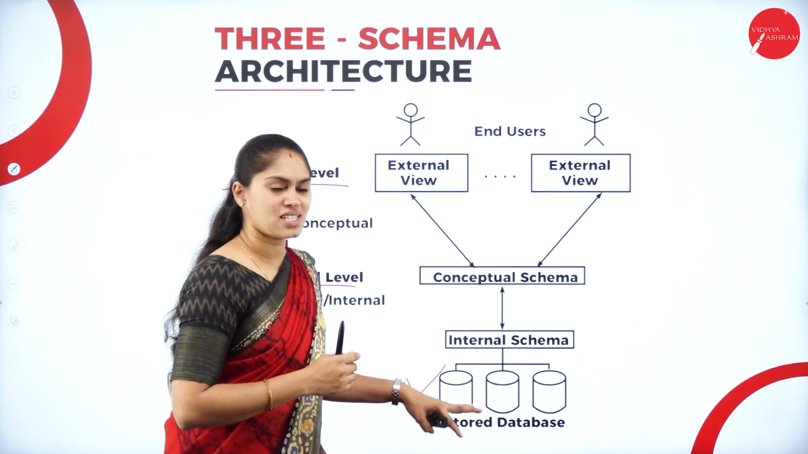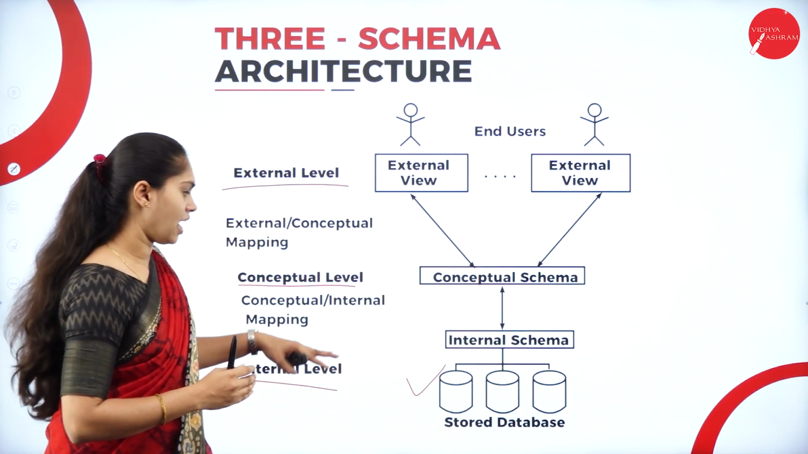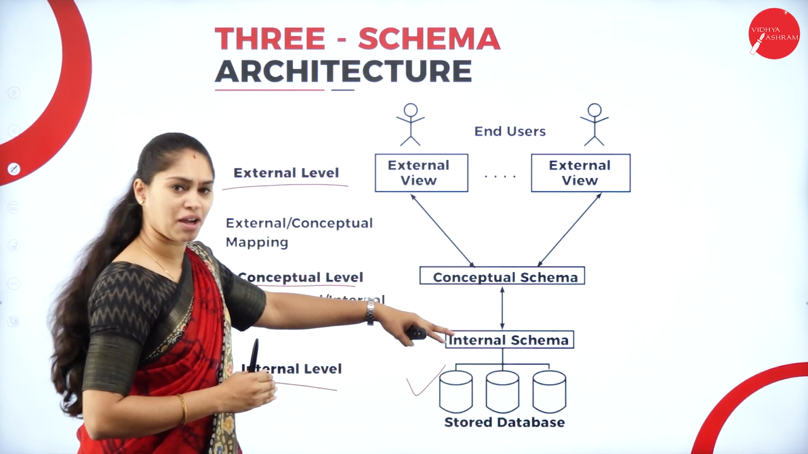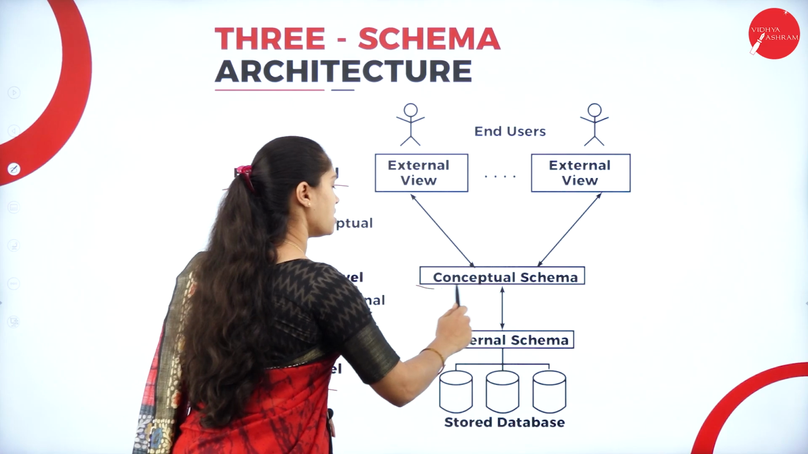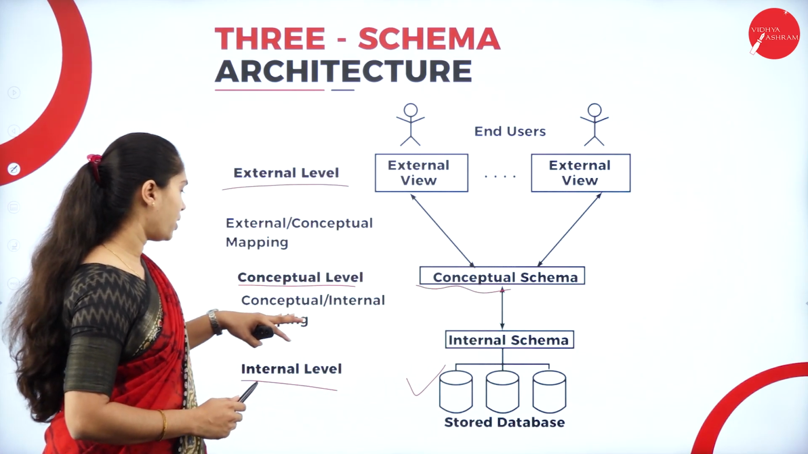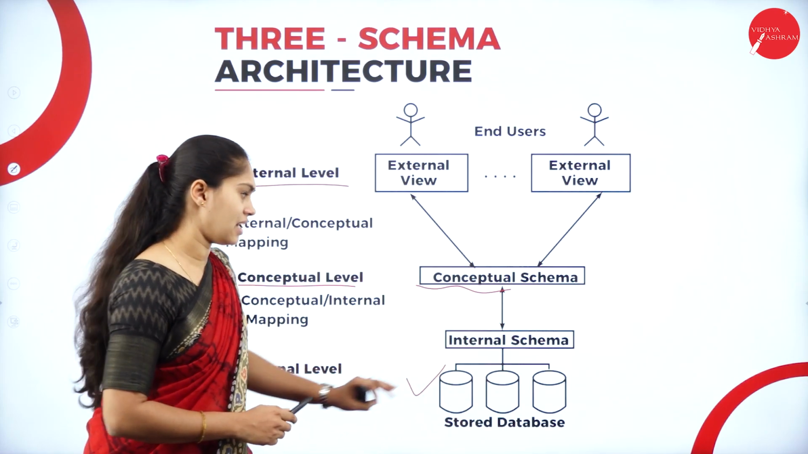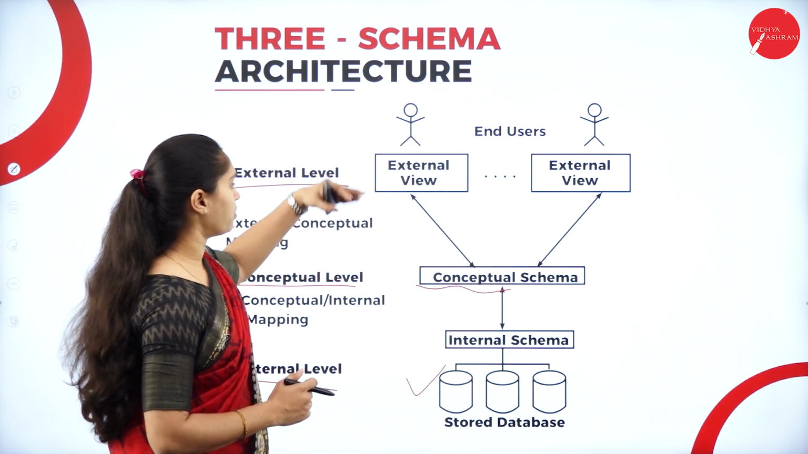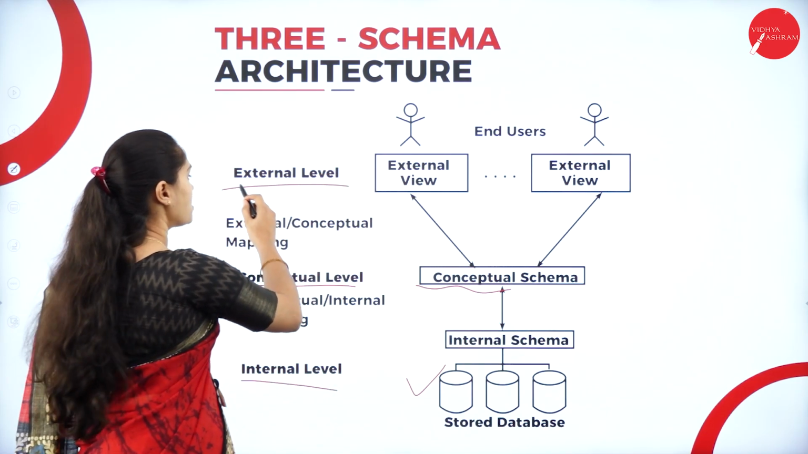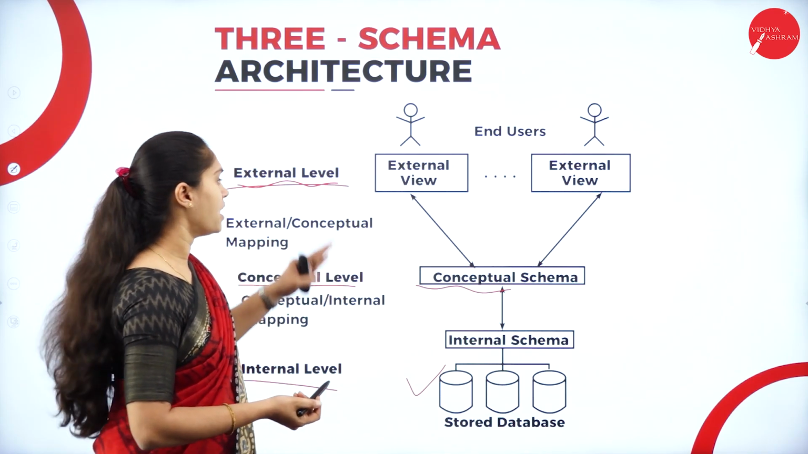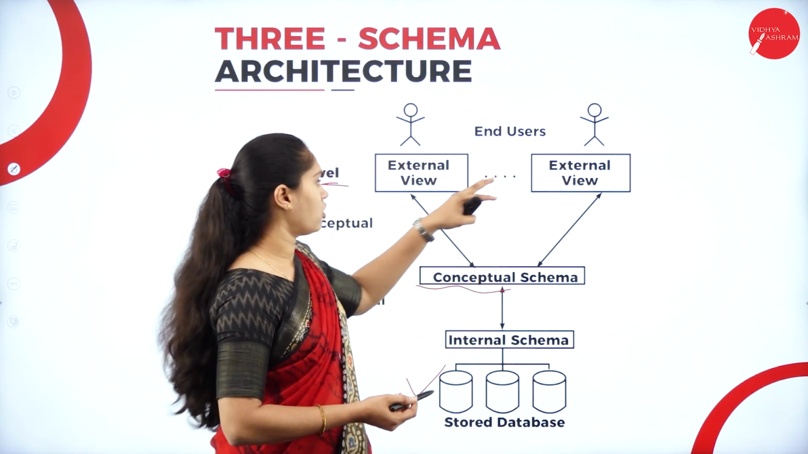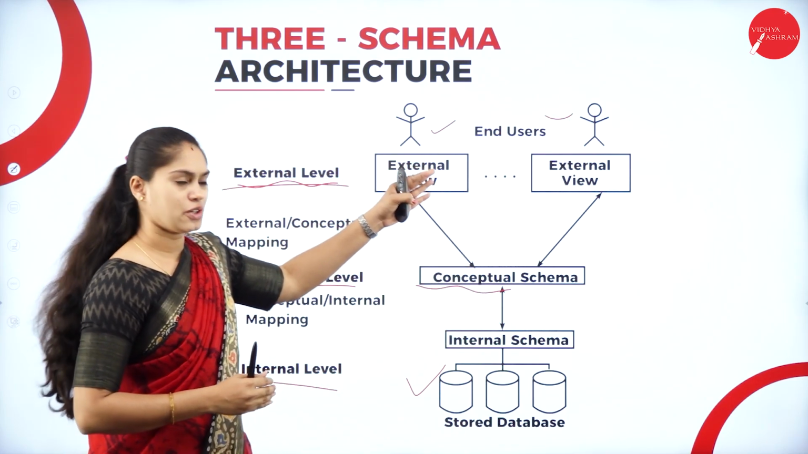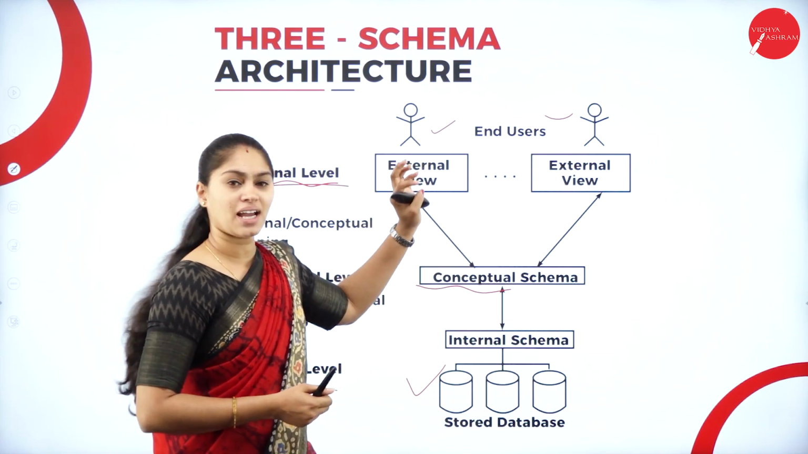That database is present as the internal level, and we are going to call that the internal schema. Above that internal schema, we have a conceptual schema. There must be a mapping between this conceptual and internal level, which is why we are using this bidirectional signal. We also have one more, higher level, that is the external level. In the external level, we have many external views, and also the end user. The person who is using the database will be considered an end user, and we had already discussed the types of end users.